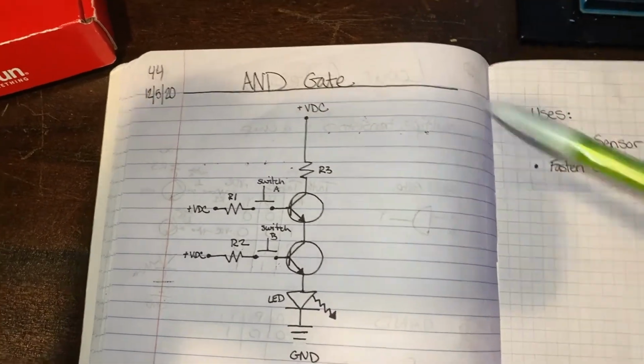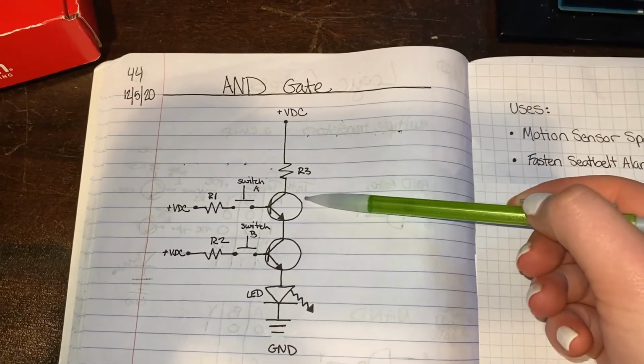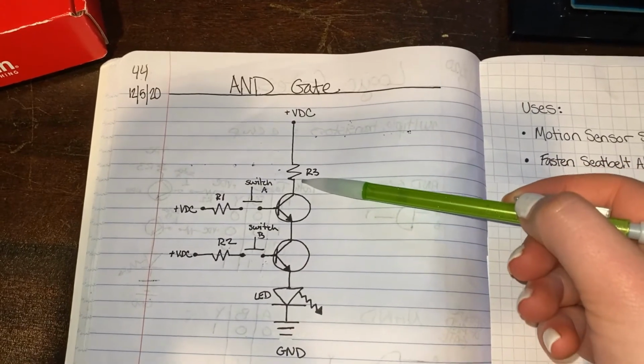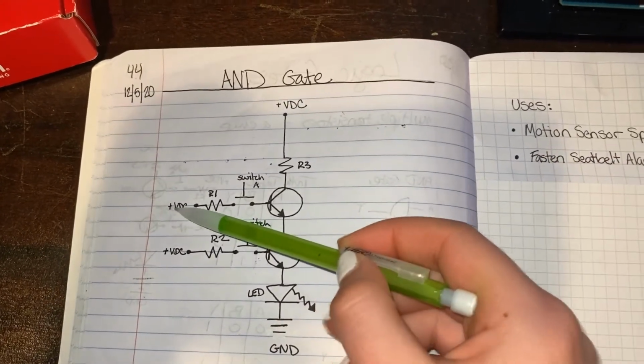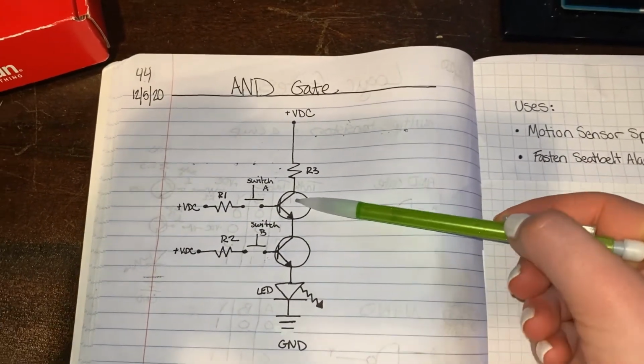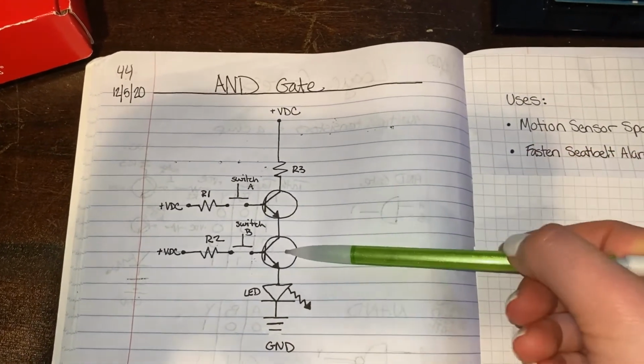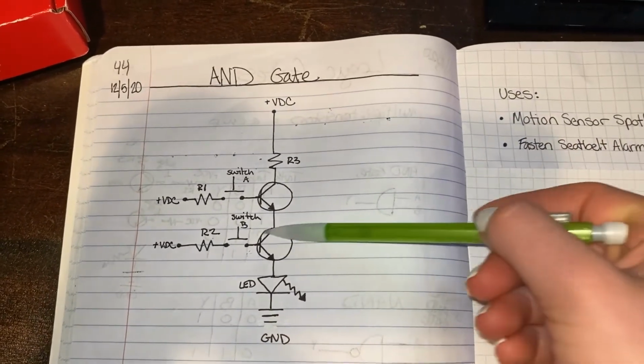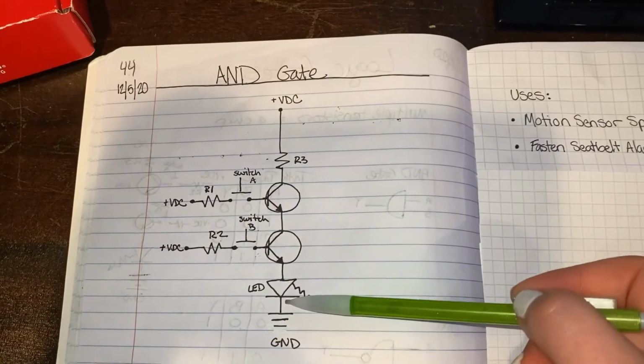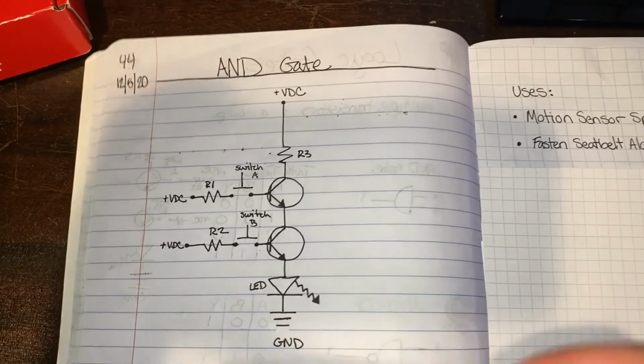So the way this works is that voltage is put through to the collector of the first transistor, but it can't pass through until voltage is hit with the base. Once the base gets voltage, then it can go through to the emitter, and then to the second transistor where the same thing happens, and then you get to the LED, and it can finally complete the circuit to ground.